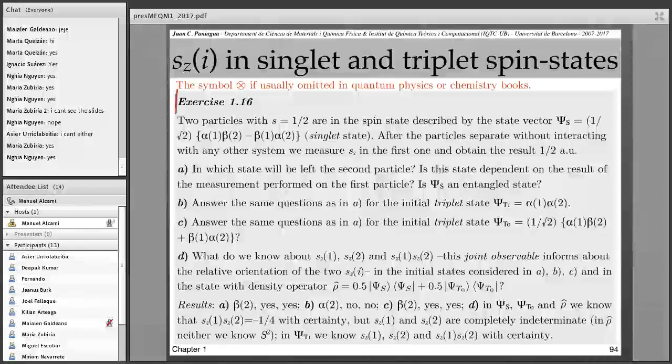Well, I'm not sure if I told you to look at this exercise. Let's have a look. Here we have a problem which is very connected to entangled states. We have a couple of particles in a singlet state. That could be electrons in general, any two particles with spin 1/2. And we consider this pure state, which is what we call the singlet state. It's called singlet because this is an eigenstate of S squared with eigenvalue 0. So it's an eigenstate corresponding to the quantum number S equals 0.